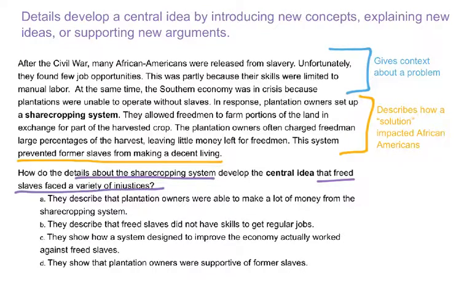I notice right away that option B does not describe the details about the sharecropping system at all, and option D misrepresents them by saying that plantation owners were supportive. Options A and C both talk about the details in the second half of the text, but which one actually connects back to the central idea that freed slaves faced a variety of injustices? Only option C does this, by saying that the system designed to improve the economy actually worked against freed slaves. Option C is the correct answer.